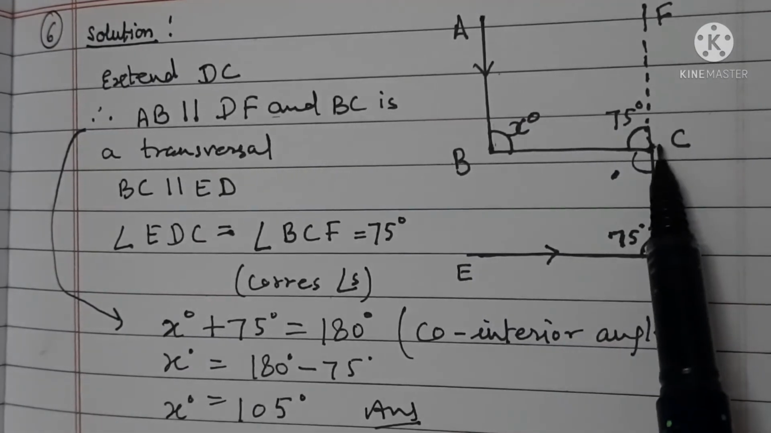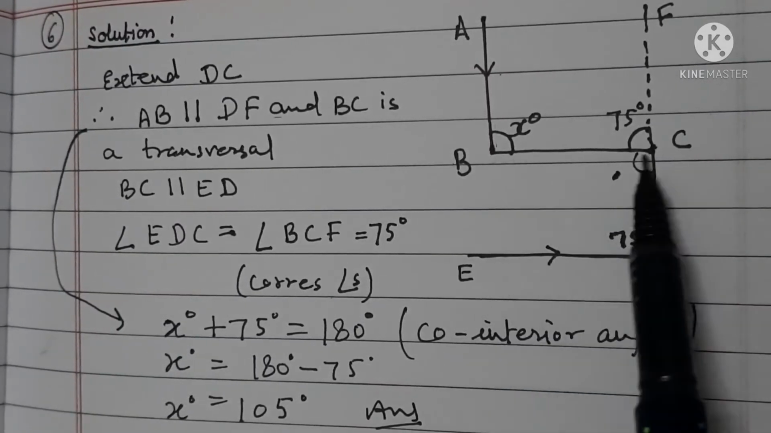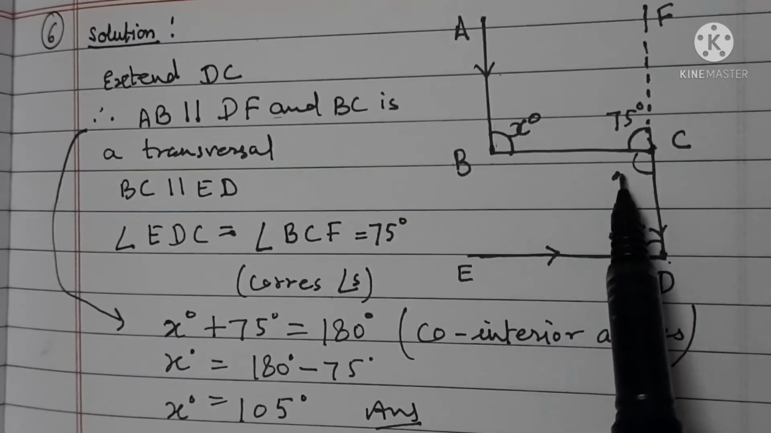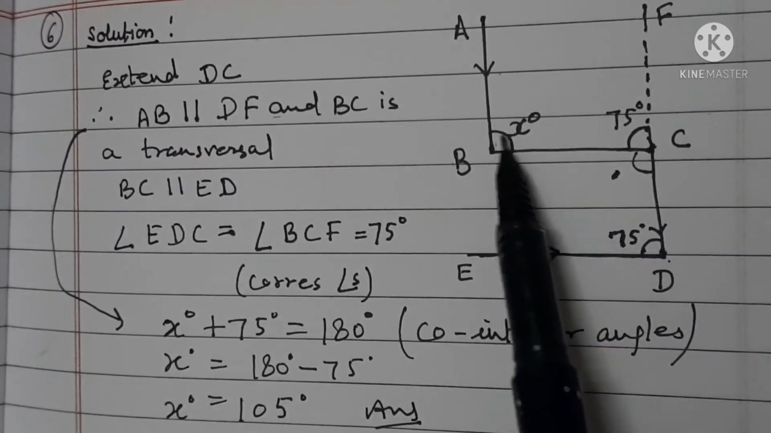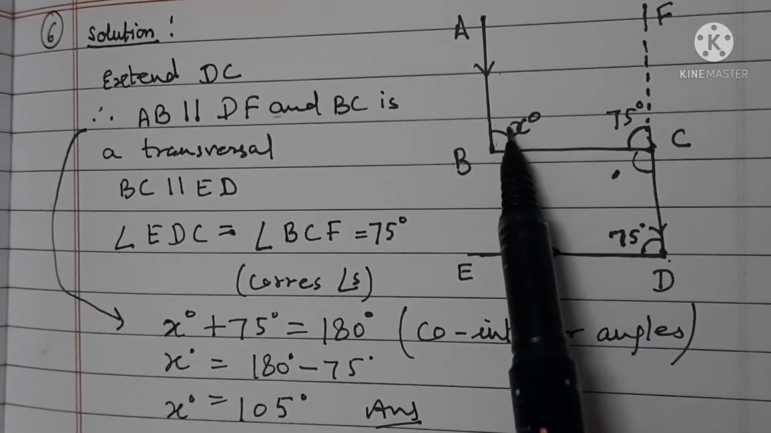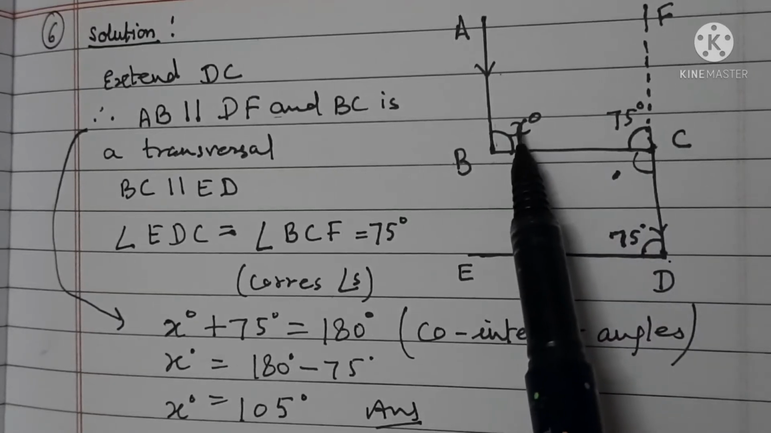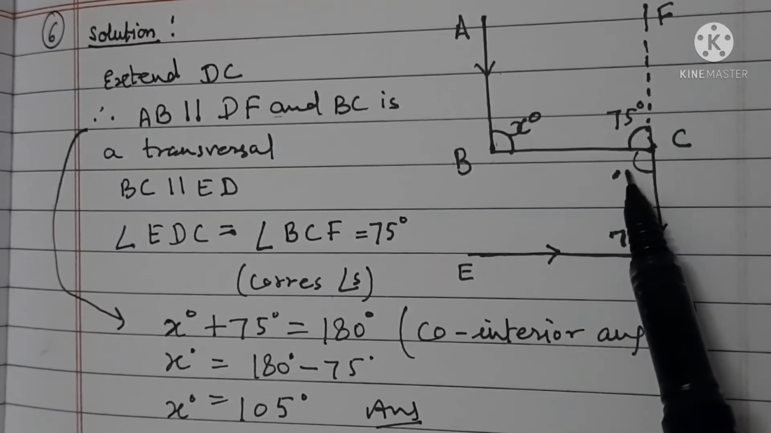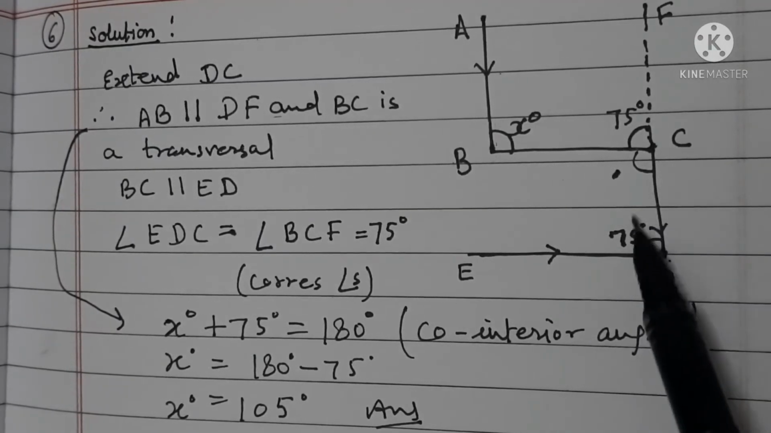AB is parallel to CD, which is DF, same thing, and BC is a transversal. Both X and this angle will be alternate interior angles. When you get this angle, then for this pair, alternate interior angles are equal, and X will be equal to this angle, which you will find by the concept that co-interior angles are equal to 180 degree, taking these two pair.